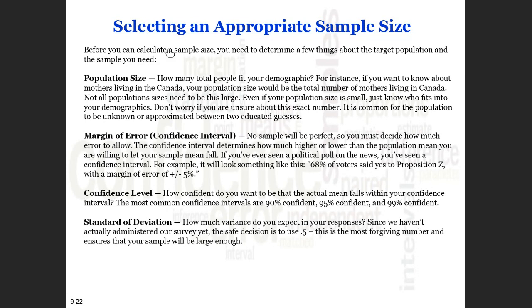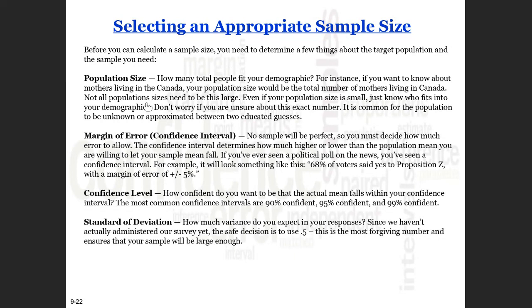So before you calculate a sample size, you need to determine a few things about the target population and the sample you need. So the population size: how many total people fit into your demographic if you're going to do a survey or you're going to use human subjects for your study. So for instance, if you want to know about mothers living in Canada, your population size would be the total number of mothers living in Canada.